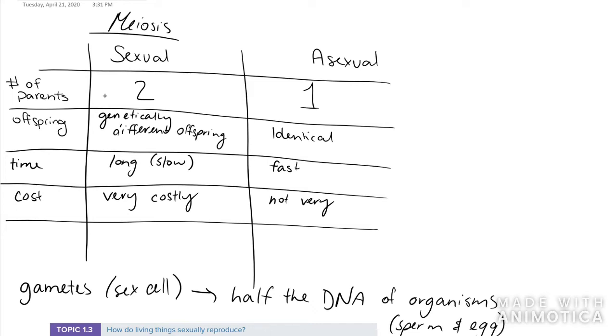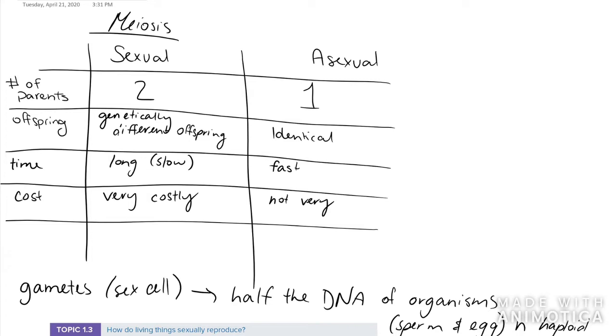We call them N, whereas a regular body cell is 2N because we have 2 copies of every chromosome. These only have 1, so they're called N or haploid. Body cells, which are normal cells, are 2N, and these are diploid.